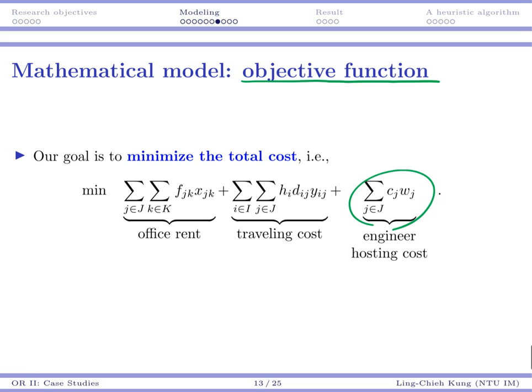And finally, you assign engineers. If w_j is the number of engineers you hire at facility j, then for each of them, you pay c_j as the utility cost, as the cost for hosting an engineer there. So the last term is the engineer hosting cost.